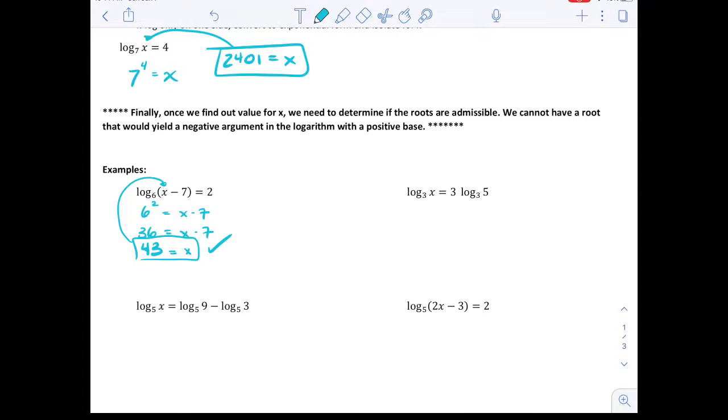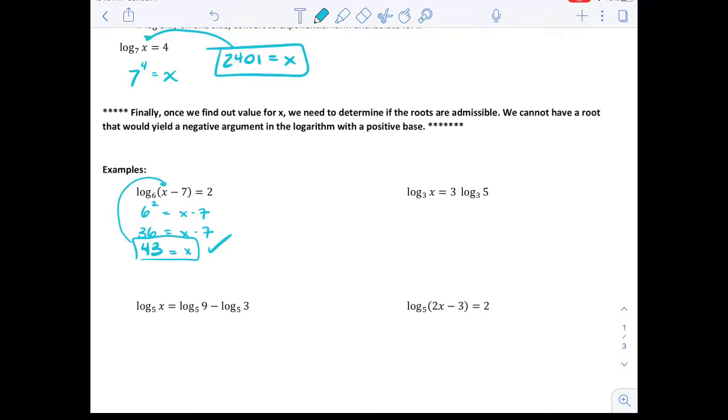Next one, I see that we have log base 3 of x is equal to 3 log base 3 of 5. So you might say, well, how do I work with this? Maybe what you think is, I'll put all this into my calculator, I'll get a number, and then I'll put it as 3 to the power of that number is equal to x. Sure, you could do that. But we have a little bit of a faster way.